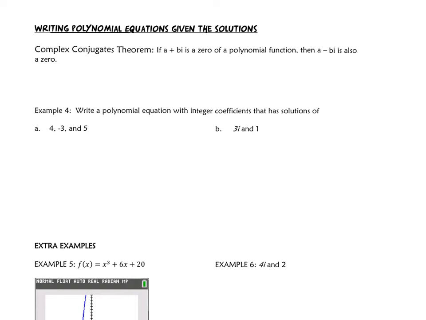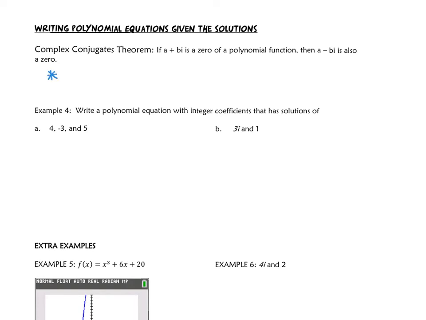Last thing we need to talk about is going backwards. What happens if you have the roots and you want to write the equation? So you have the solutions, you want to write the equation. One thing we need to know before we do that is what's called the complex conjugates theorem. If a plus bi is a zero of the polynomial function, then a minus bi is also a zero. Okay, what does this mean to us, or why is this important?